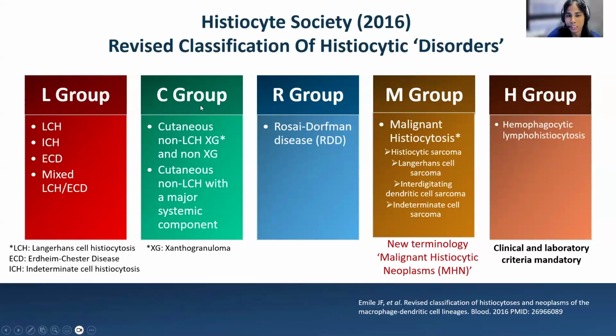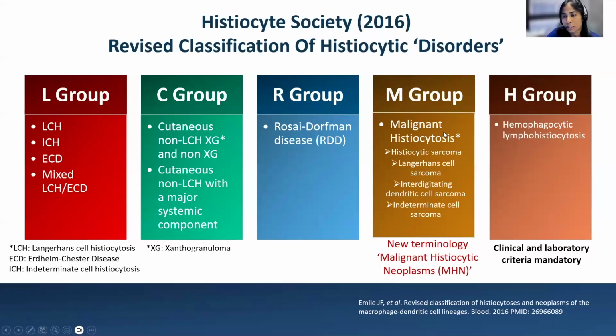The C group, C as in cutaneous group of histiocytosis, exists in a spectrum all the way from benign to neoplastic, and the neoplastic conditions in the C group can range from indolent behavior all the way to aggressive phenotypes. The R group stands for Rosai-Dorfman disease. The M group stands for malignant histiocytosis. The upcoming new terminology is malignant histiocytic neoplasms.